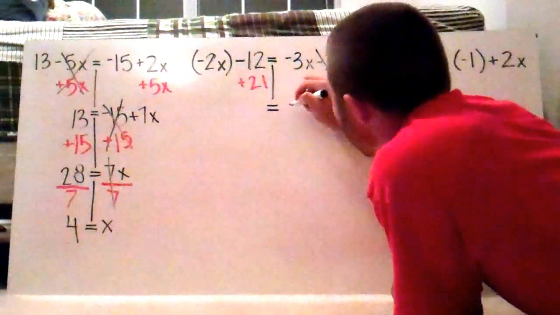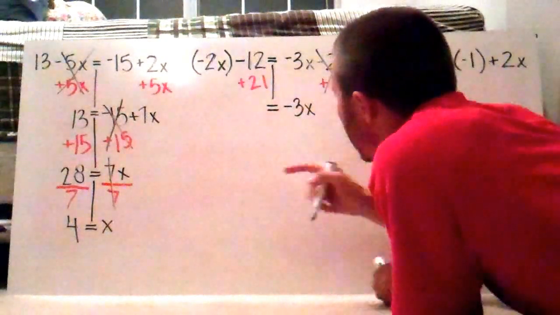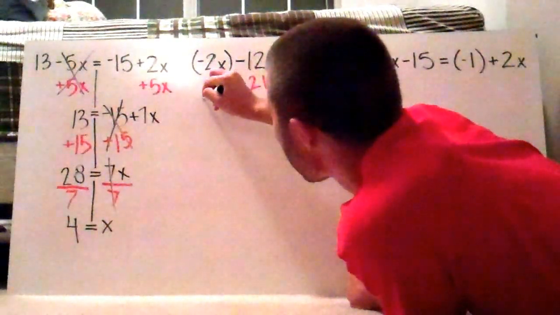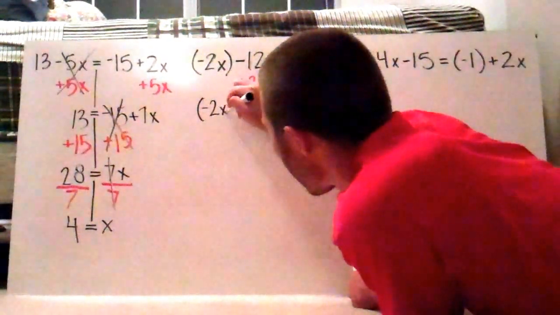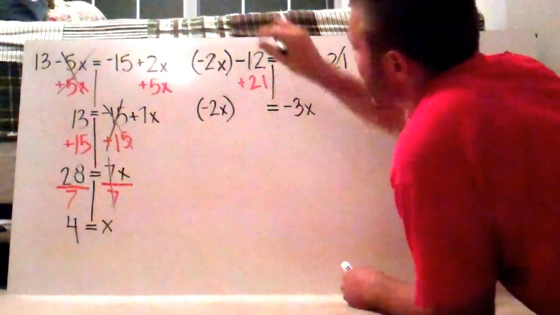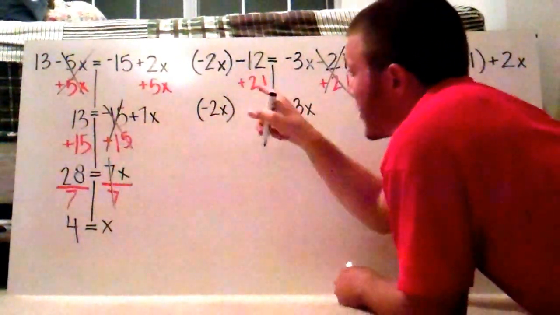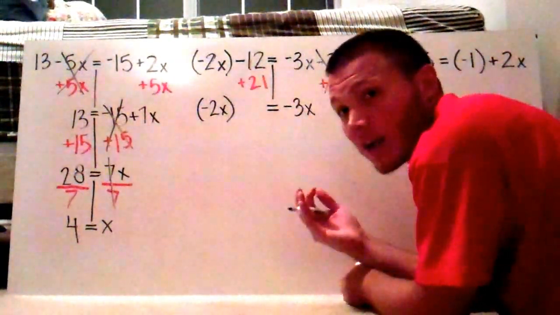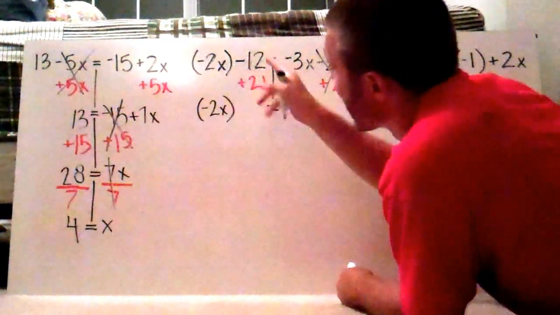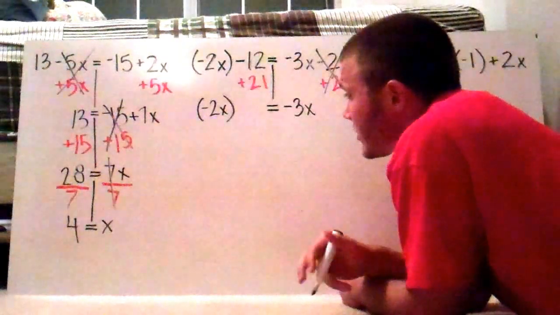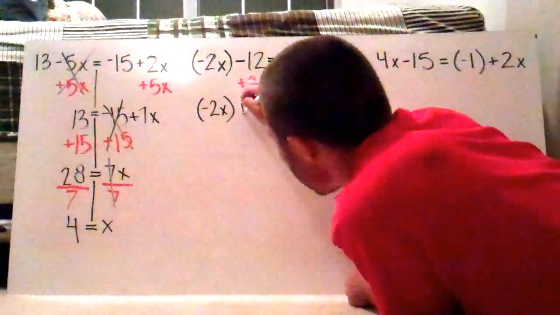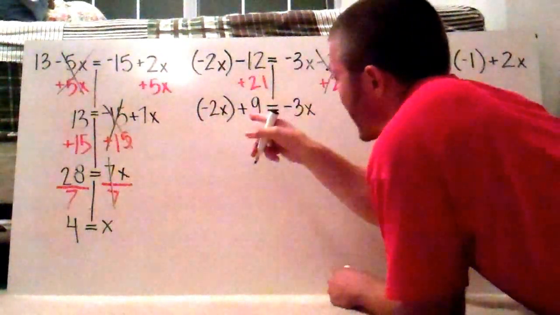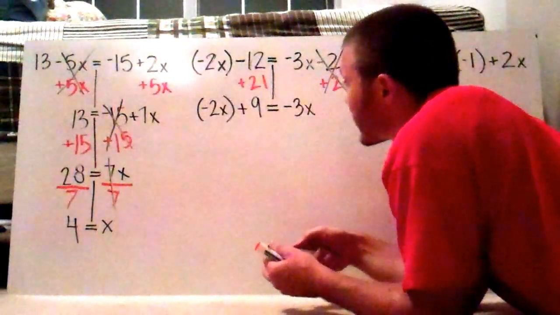Alright, so all I have left is negative 3x. Then over here, I've got negative 2x. So, let me get that in here. Right there. Now, you got negative 12 combined with positive 21. Alright, this is why it's so important to make sure you're able to add and subtract positive and negative numbers. We're going to be using this the whole year. So I've got negative 12, positive 21. I'm going to end up with positive 9, right? You have 21 bucks, you owe 12, you're going to pay your debt, you're only going to have $9 left. Okay, so next step.